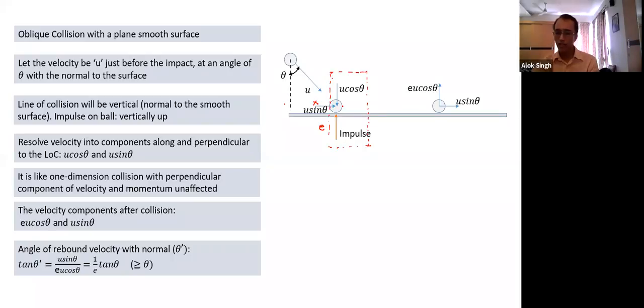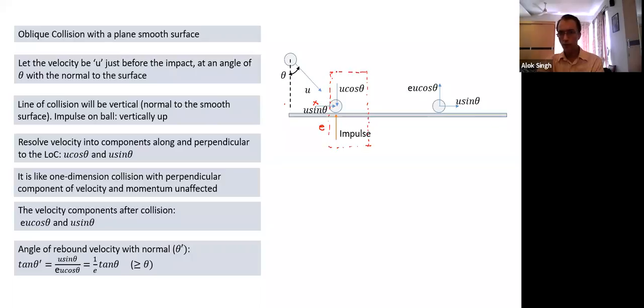The key point here is that in case of oblique collision, the component of velocity and momentum perpendicular to the line of collision will not get affected. It remains the same. So if we separate into two parts, one along the line of collision and one perpendicular to the line of collision, the perpendicular one will remain the same anyway. So it becomes like a one-dimensional, head-on kind of collision.